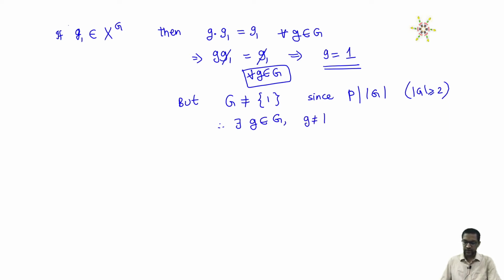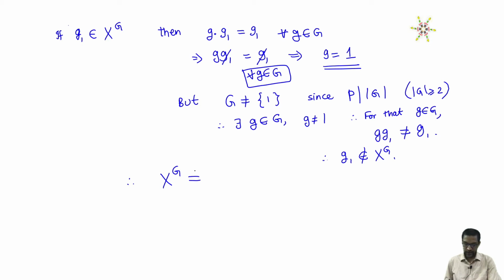Okay, and also for that element I get a contradiction here. So what do I mean? There exists an element g in G so that g is not equal to 1. For that, g1 cannot equal g1. So therefore g1 cannot be a fixed point. In other words, I cannot have any fixed points for this action. So we conclude that under the hypothesis that the group is not the identity group, the left multiplication action is fixed point free.